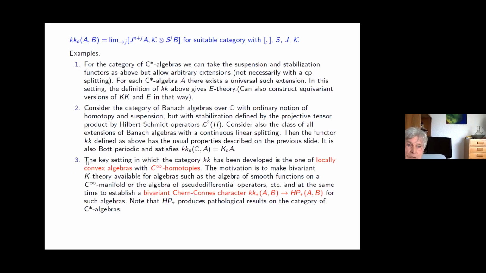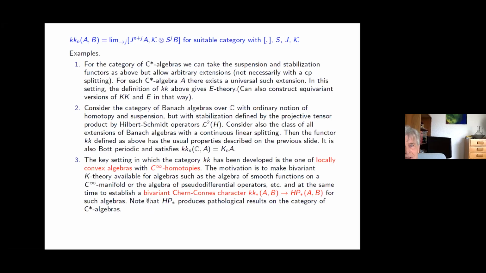But okay, the key setting, what I tried to do mainly in the beginning, was to develop a functor such as Kasparov's functor for locally convex algebras and using only C-infinity homotopies, not continuous homotopies, but C-infinity homotopies, smooth homotopies. And the motivation was to make a bivariant K-theory available for such algebras, because such algebras, of course, occur in many applications. You have algebras of C-infinity functions on smooth manifolds, or you have algebras of pseudo-differential operators and so on. And one would like to have a theory which also applies to such algebras.